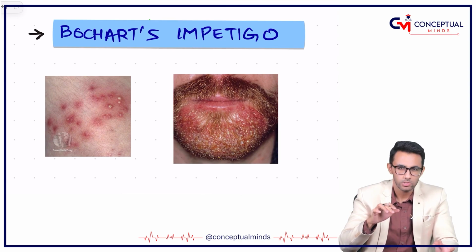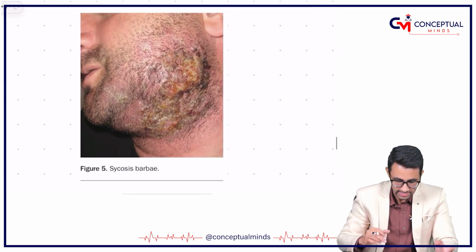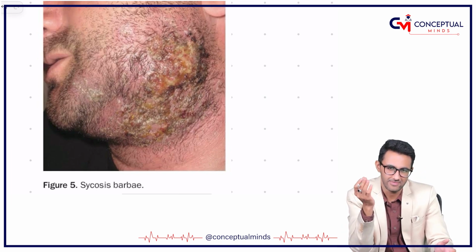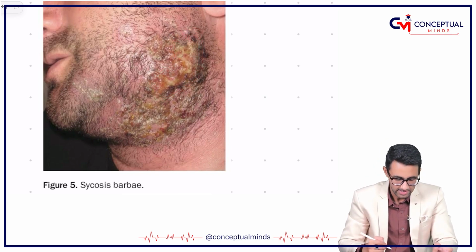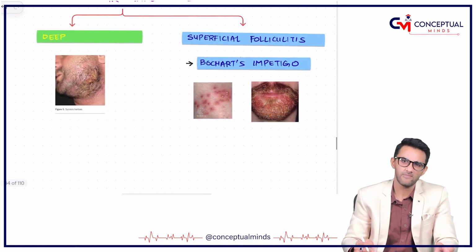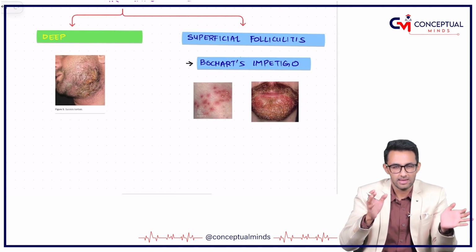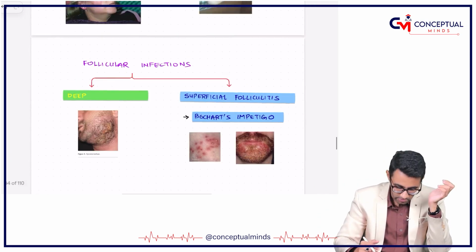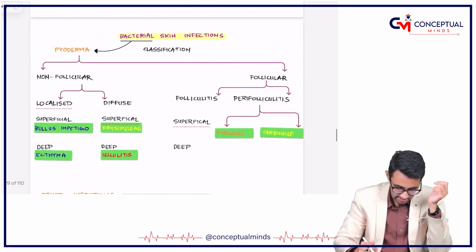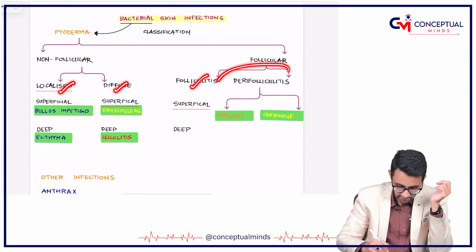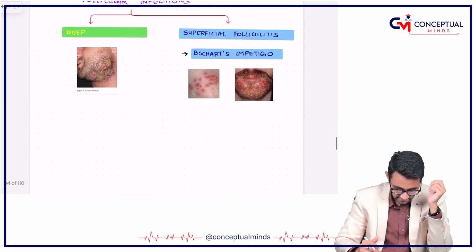Now we know the superficial one, so I guess the deep one would be pretty easy. In this image you can see, I guess everyone will agree that this is not superficial for sure. These are deep follicular infections. So we just got done with the follicular variant. The next in our list is perifolliculitis. I hope you can follow the classification, that 1, 2, 3, and we are in the fourth one. So we go on to the perifolliculitis.